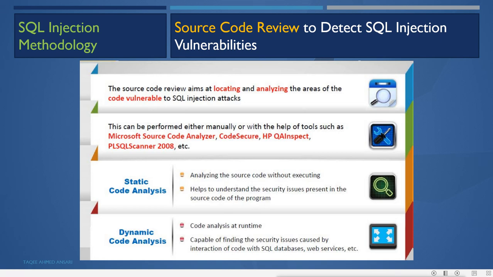Static code analysis means analyzing the source code without executing it, and helps to understand the security issues present in the source code of the program. Dynamic code analysis analyzes code at runtime and is capable of finding security issues caused by interaction of code with SQL database web services. So code review can be done statically or dynamically. Statically means without any execution, and dynamic means when it is running, and at that time we try to see the source code.